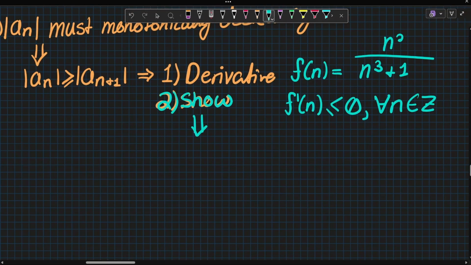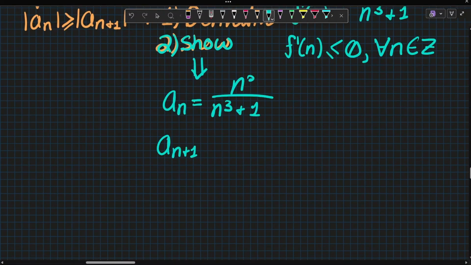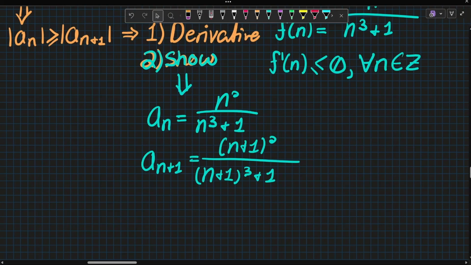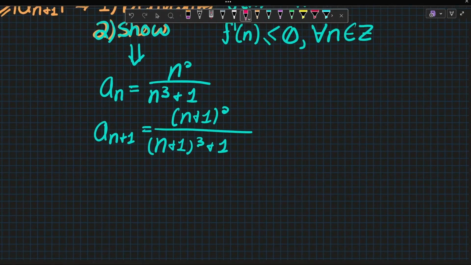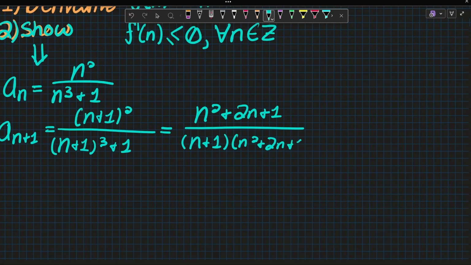Now, for show, you literally just show a of n. So we say, for example, a of n would be the following: n squared over n cubed plus 1. A of n plus 1 would be n plus 1 squared over n plus 1 cubed plus 1. Now here, because we're adding one, our actual term is a bit smaller. Let's expand this out to explicitly show n squared plus 2n plus 1 over, okay, n plus 1 times n squared plus 2n plus 1 plus 1.